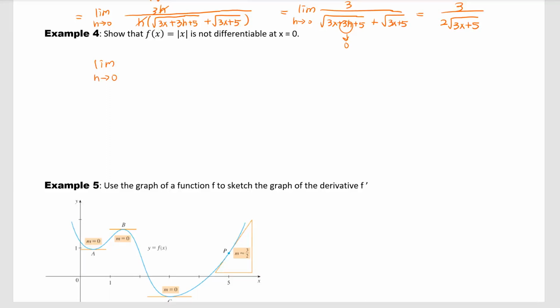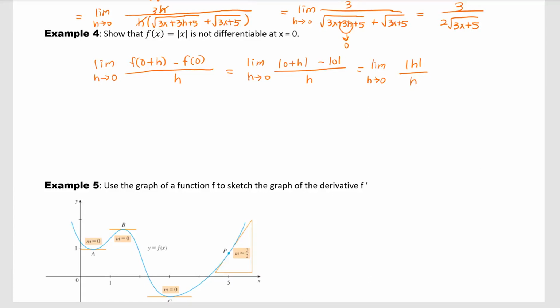As h goes to 0, we want to compute f of 0 plus h minus f of 0, over h. This is the derivative. Let's compute and see what happens. f of 0 plus h is 0 plus h, minus f of 0, which is the absolute value of 0. So we get the absolute value of h minus 0. Okay, what's the problem?